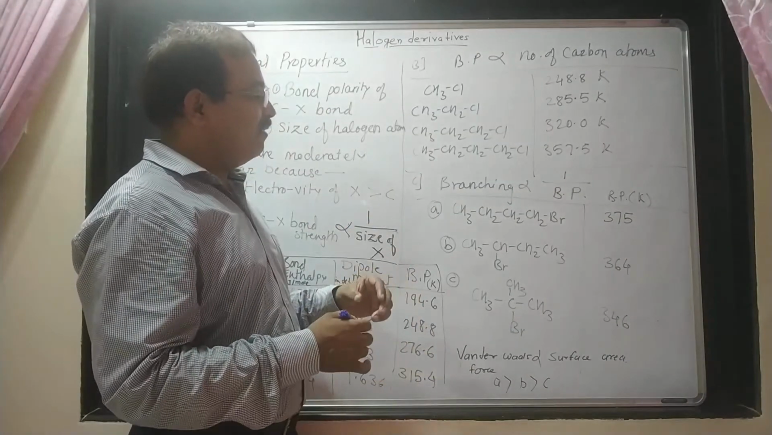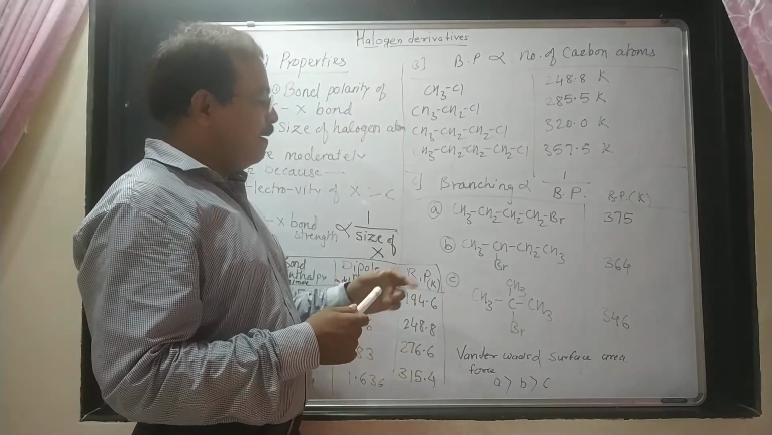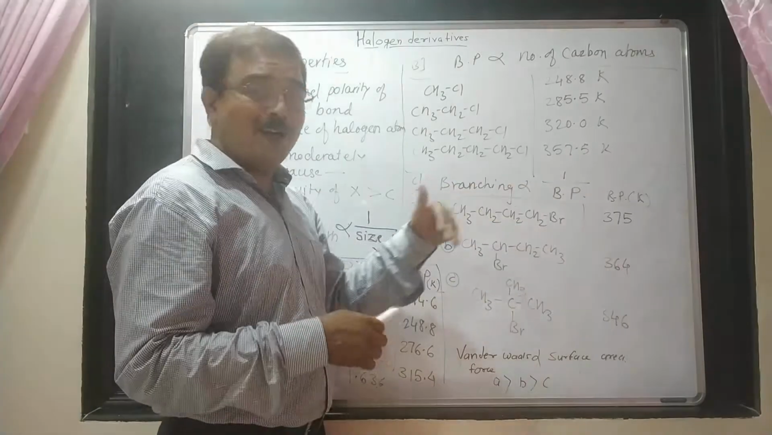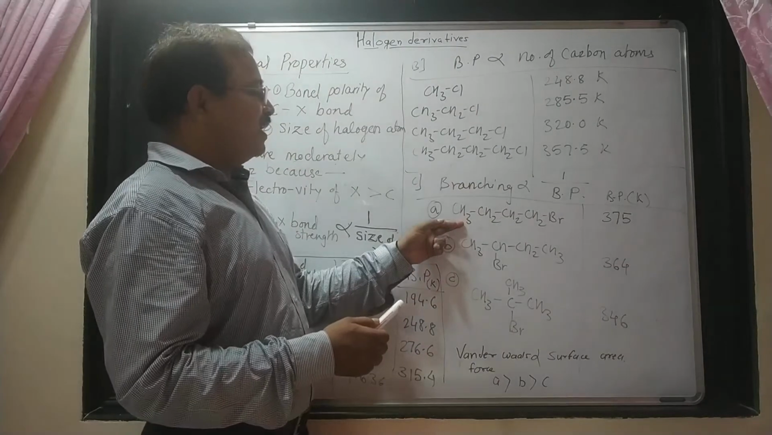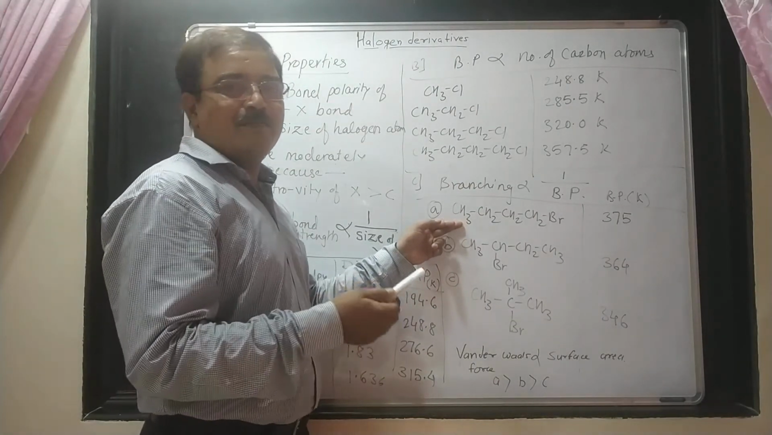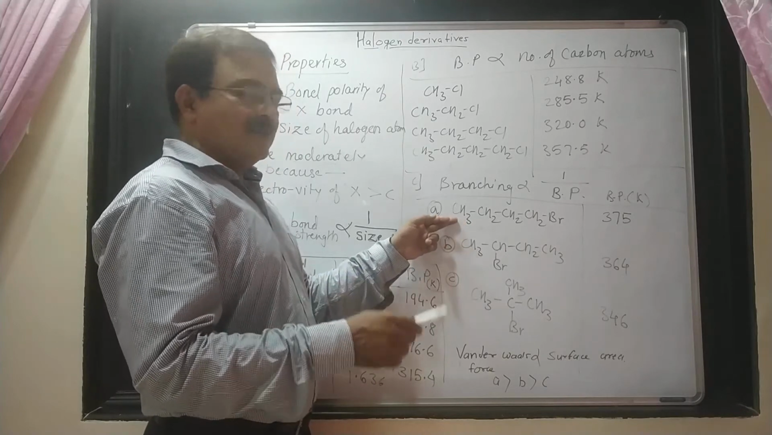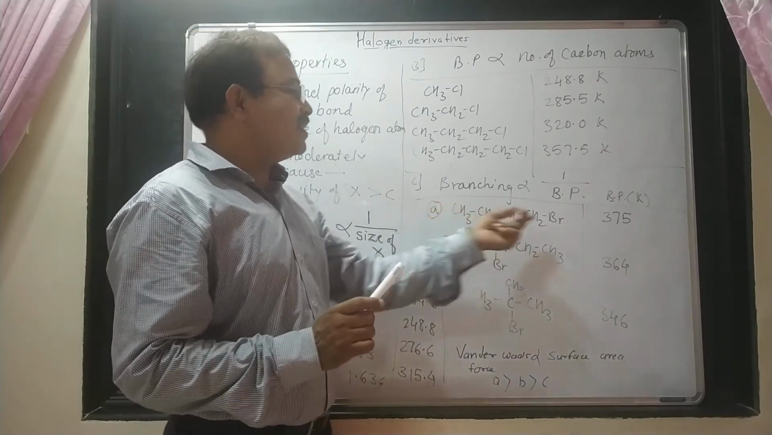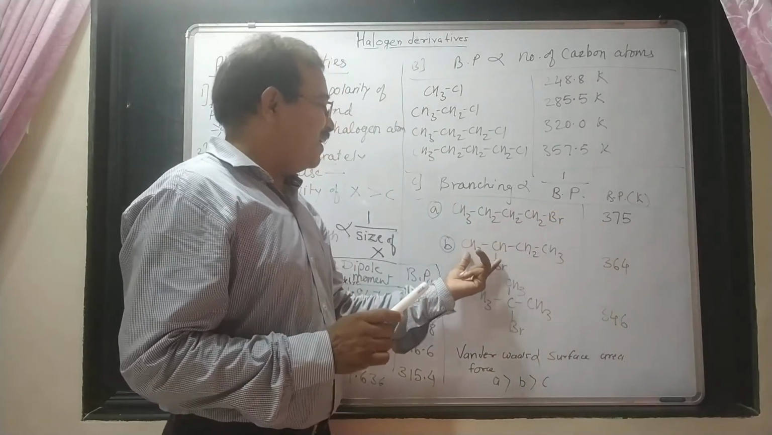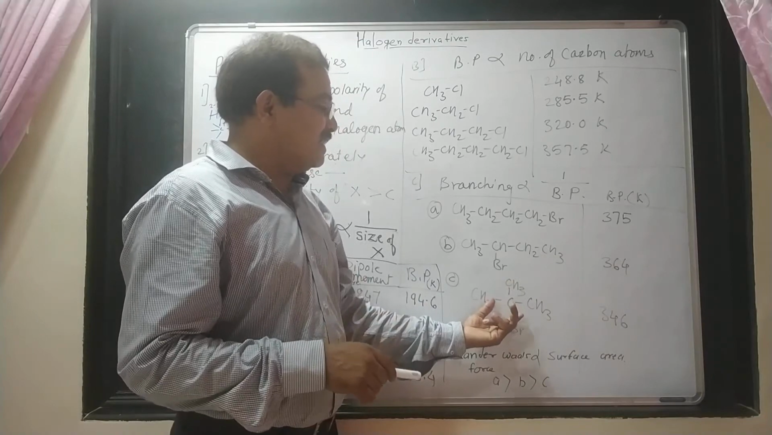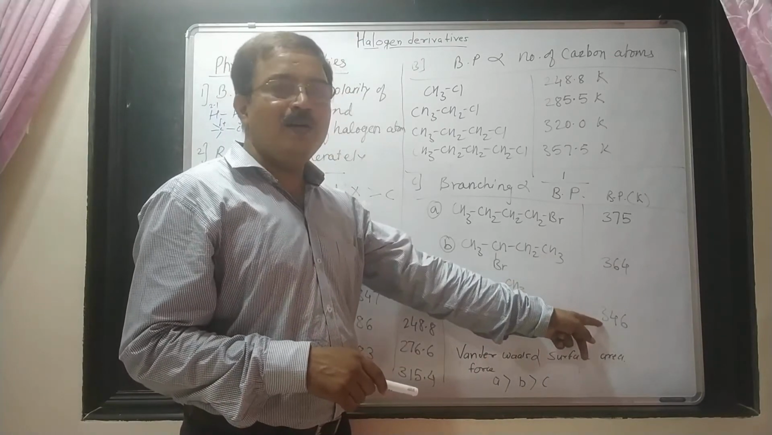So how can I put up the equation there? The surface area is directly proportional to boiling point. More surface area, more is the boiling point. Less surface area, less is the boiling point. Again, as surface area decreases, the boiling point goes on decreasing.